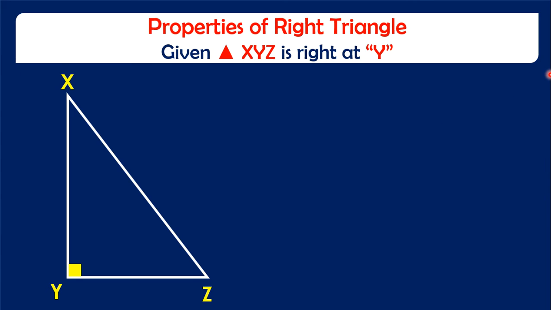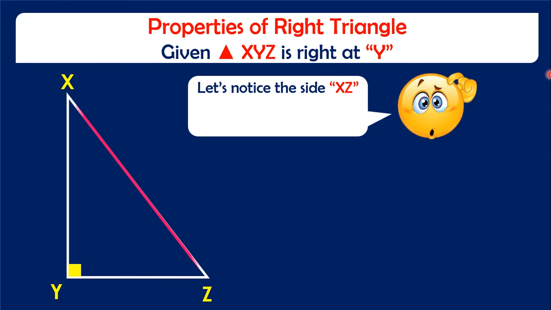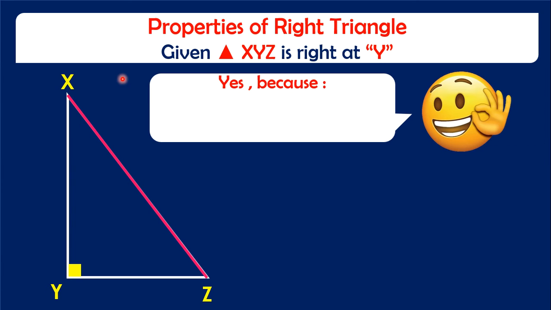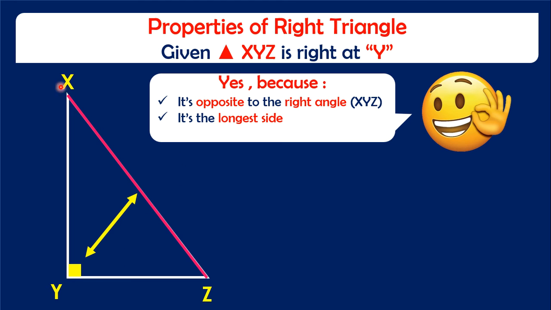Properties of right triangle. Given triangle XYZ is right at Y. Let's notice the side XZ. It seems to be special. Yes, because it's opposite to the right angle. This side XZ is opposite to the right angle, and it is the longest side among the other sides.